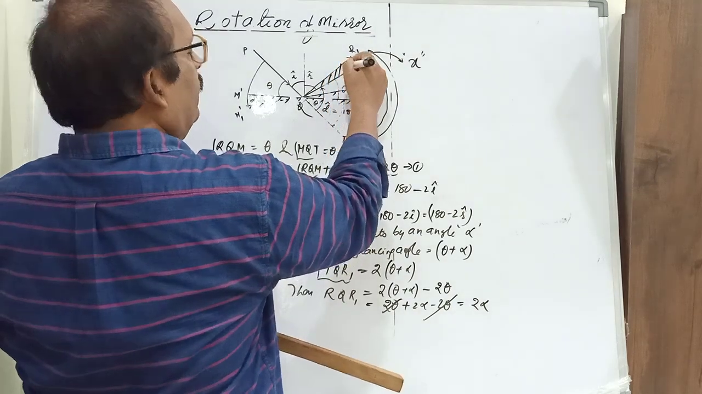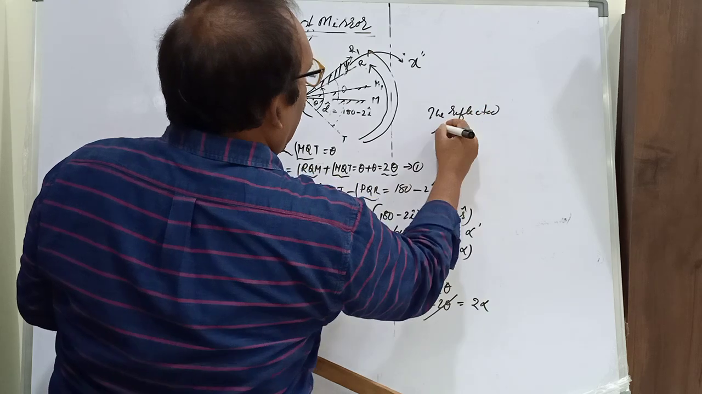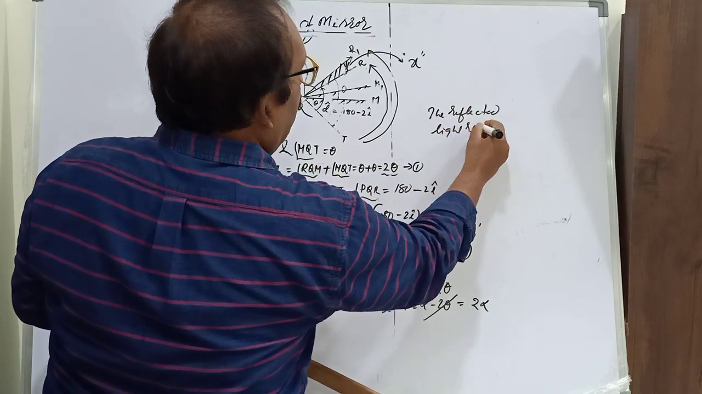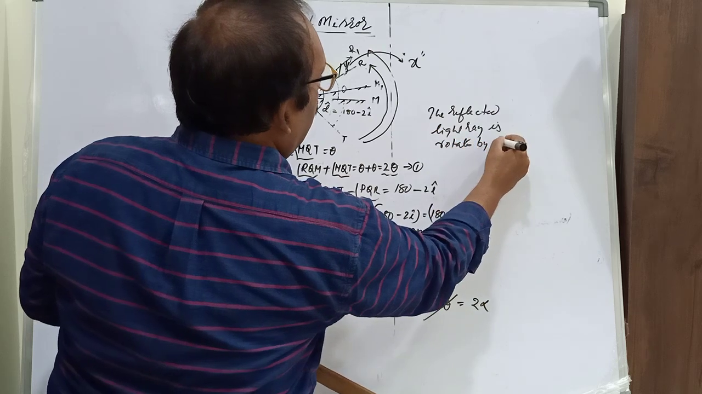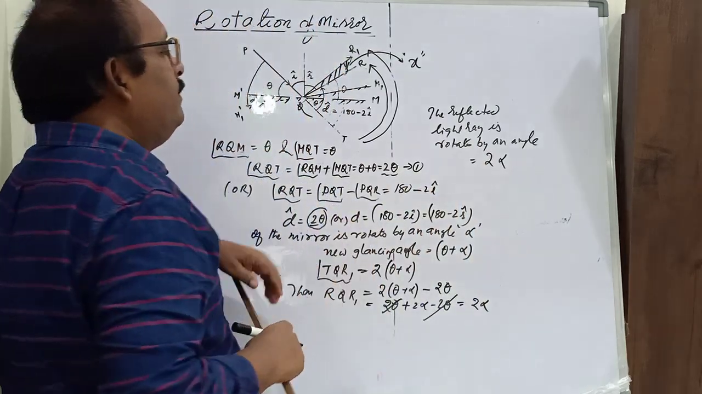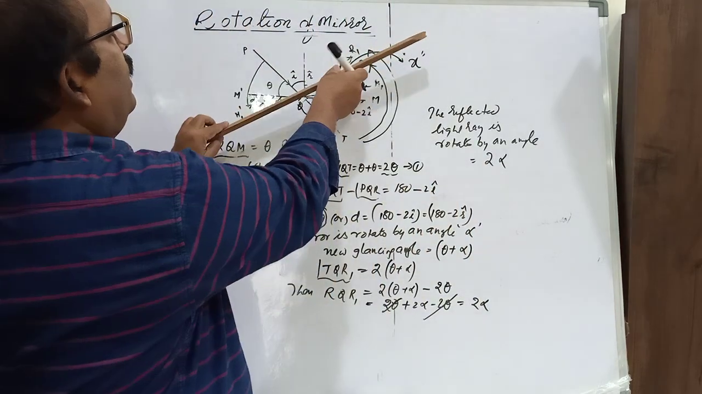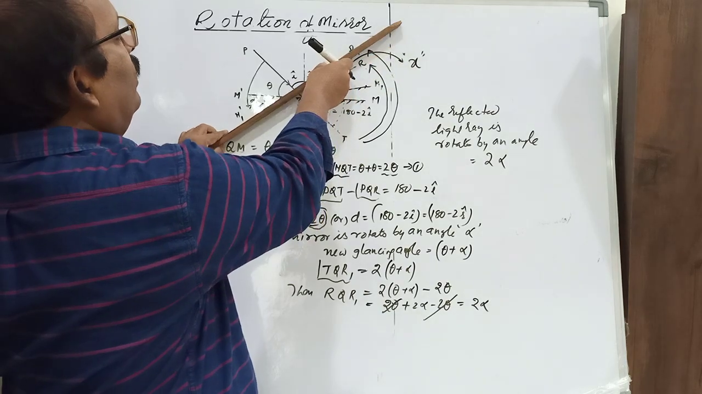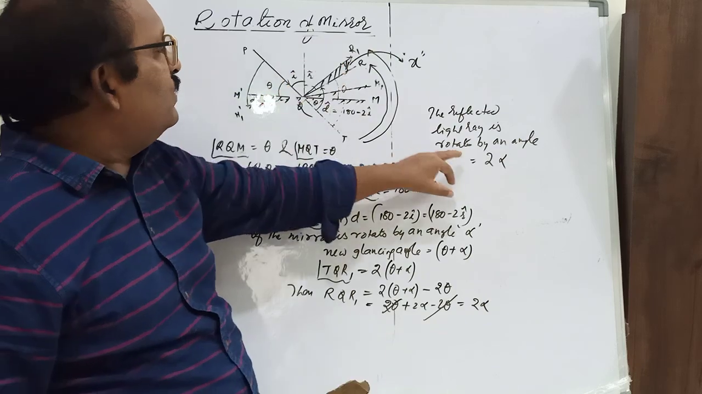So if the mirror is rotated by an angle of alpha, the reflected light ray gets rotated by an angle of 2 alpha. As the mirror is rotated by an angle alpha, the reflected light ray gets rotated by an angle of 2 alpha. This is one case.